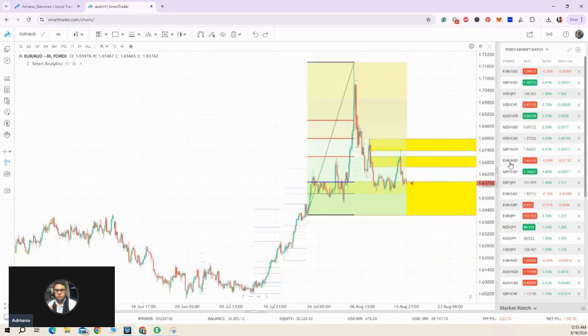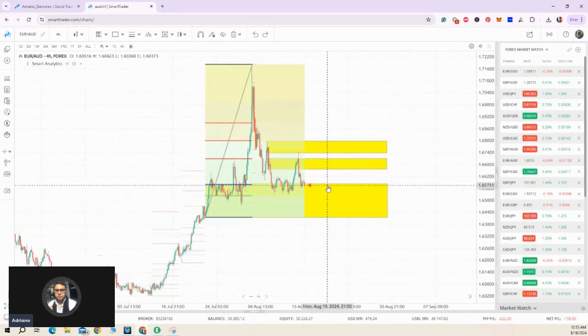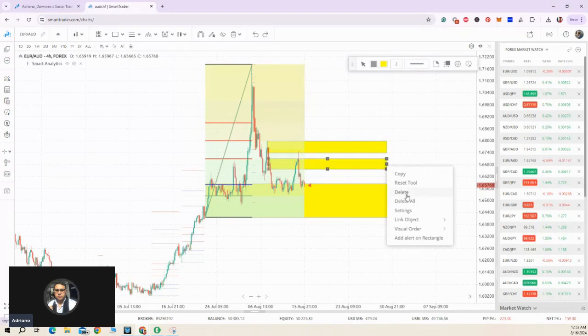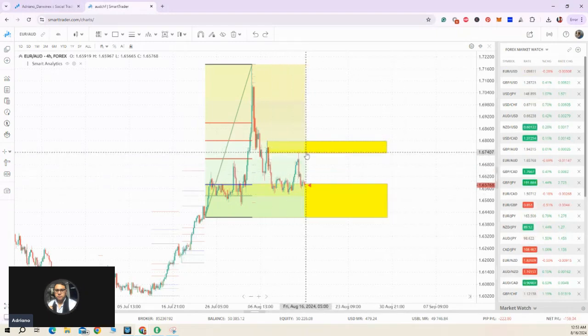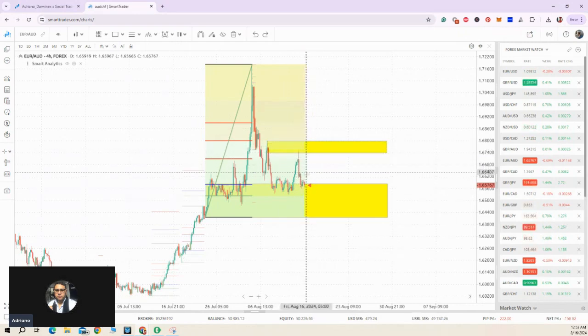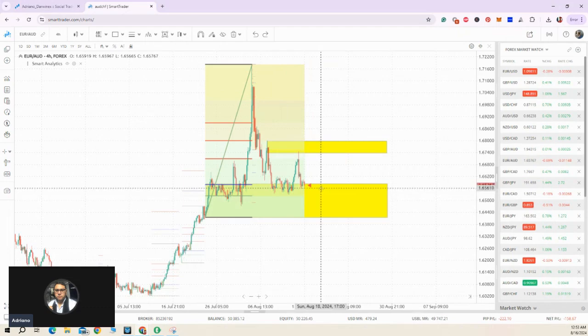Euro AUD. So this came back to this. So this supply zone is not valid anymore because it's violated. The market respected this supply zone yesterday, and then came back down. So let me place some order here.